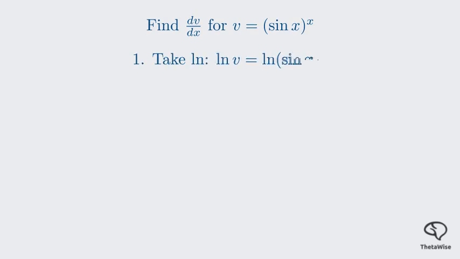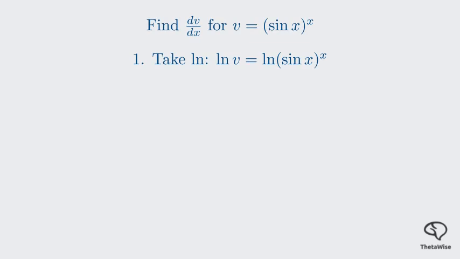Welcome back to the second part of our example. We have found du/dx, and now we need to find dv/dx for the second term, v equals sine x to the x. This again is a function with a variable exponent, so we'll use the same three-step process. Step 1. Take the natural logarithm of both sides. We get ln of v equals ln of sine x to the x.